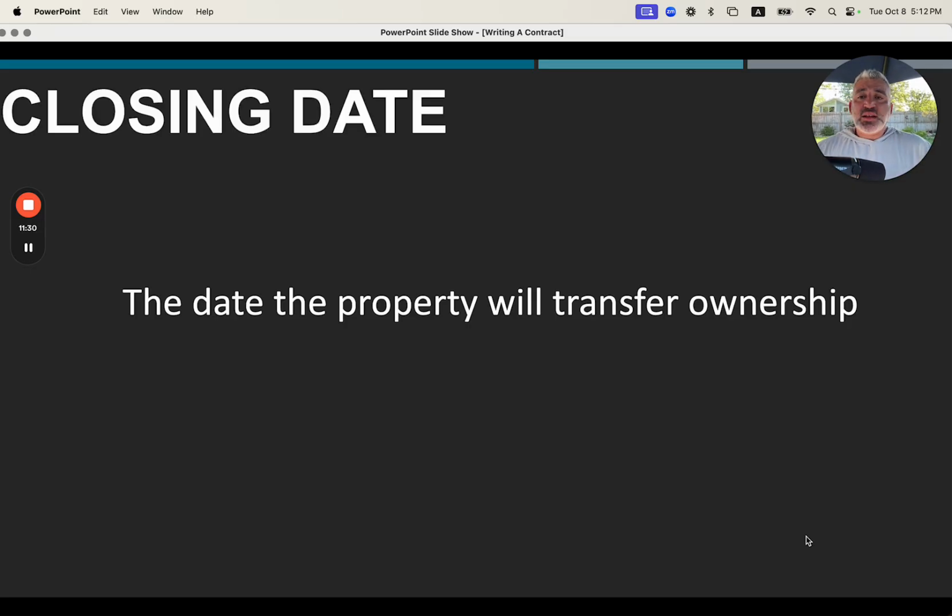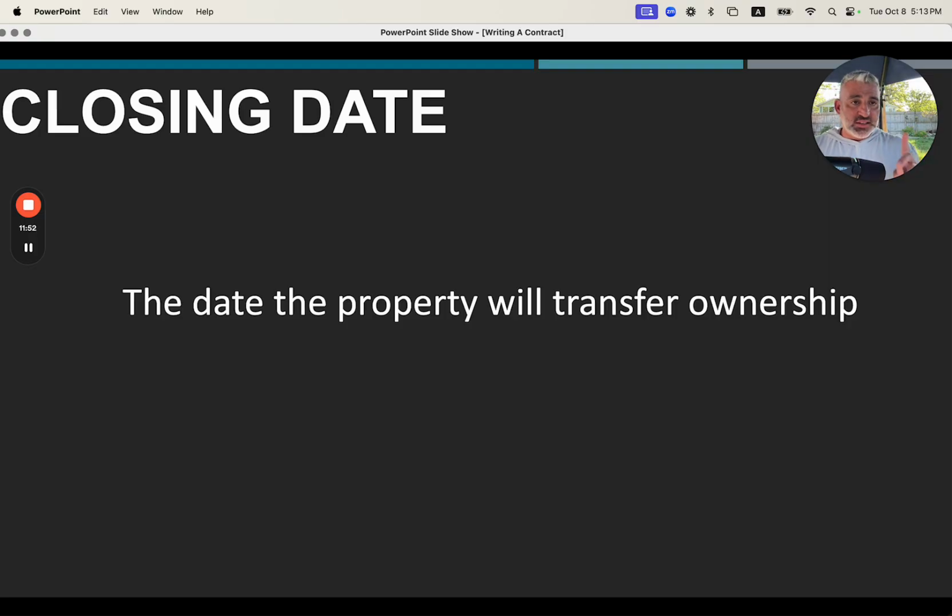Next is the closing date. Hey, what is the date the property will transfer ownership? This is the day where money exchanges. We go to the title company, I wire my side, the seller collects their side, or I wholesale, whatever the transaction looks like. Watch the videos for that. But this is the date that I'm going to close on the property. Super, super important. Have a closing date out there.